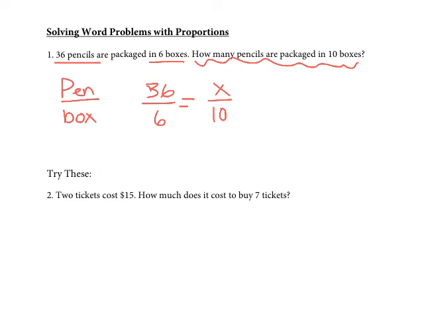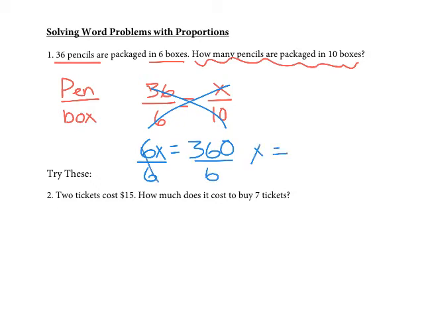Okay, once I've set up my proportion, I can go ahead and solve, right? Plain and simple. So I multiply to get 6x. I multiply here to get 360. Divide by 6. And I get x equals 60 pencils.